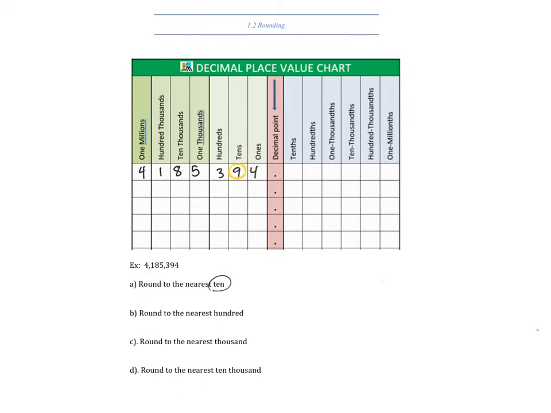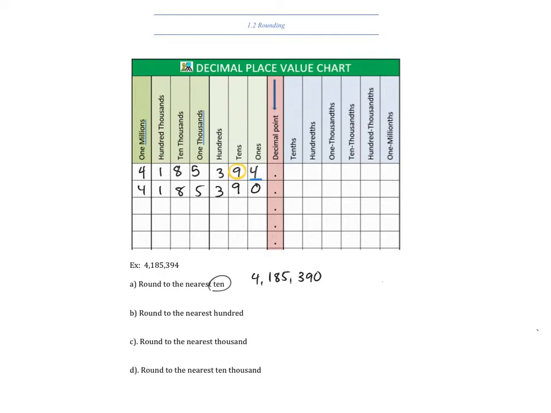Now the number to its right, that 4, is telling me whether I round up or stay the same on the 9. If the number to your right is 5 or higher, you round up. 4 or below, you leave it alone. So this number would stay at 9, and we replace that 4 with a 0. So our number becomes 4,185,390, and we're done.